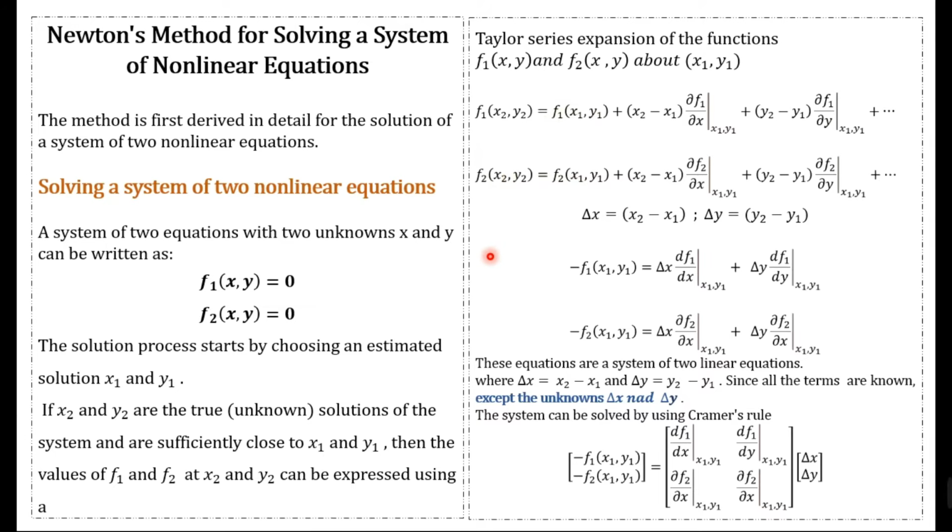After substituting we get these two equations, and these two equations are linear equations, this one and this one. These equations are a system of two linear equations where del x and del y are unknowns. Since all the terms are known except the unknowns del x and del y, this system can be solved by using Cramer's rule, because we know that we can solve a linear system of equations by using Cramer's rule.